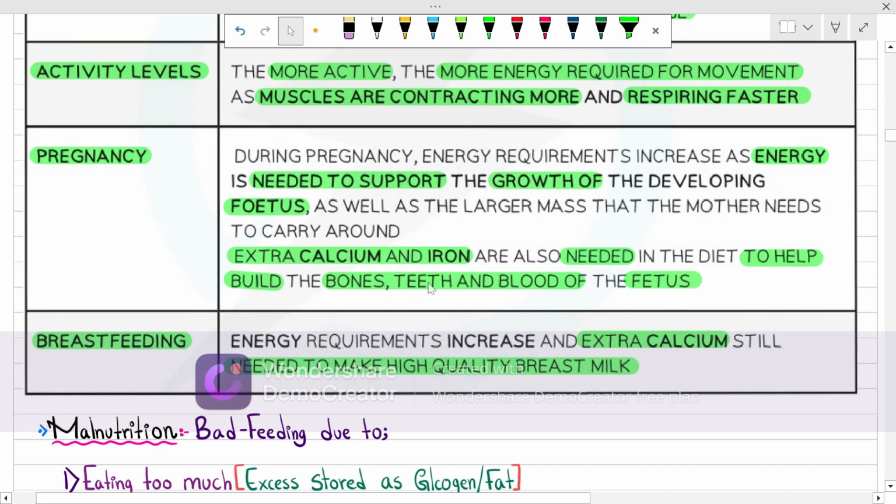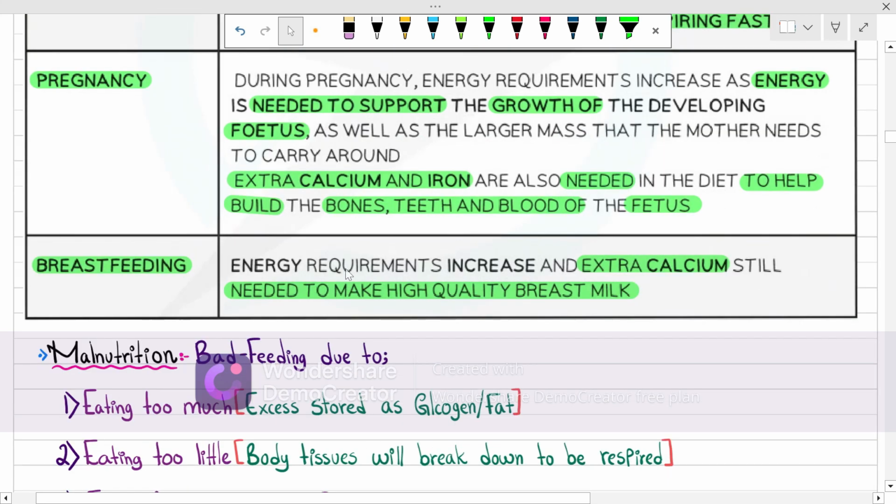The third one is pregnancy. During pregnancy, energy is needed to support the growth of the fetus. And extra calcium and iron, these two minerals are very important for pregnancy because they help to build the bones, teeth, and blood of the fetus. Breastfeeding needs extra calcium. Calcium is a mineral needed to make high quality breast milk for the baby.